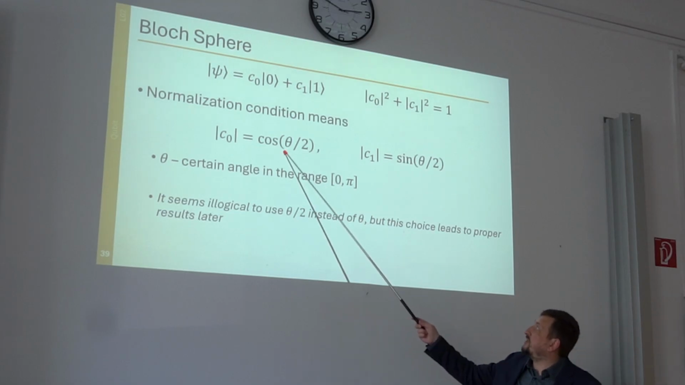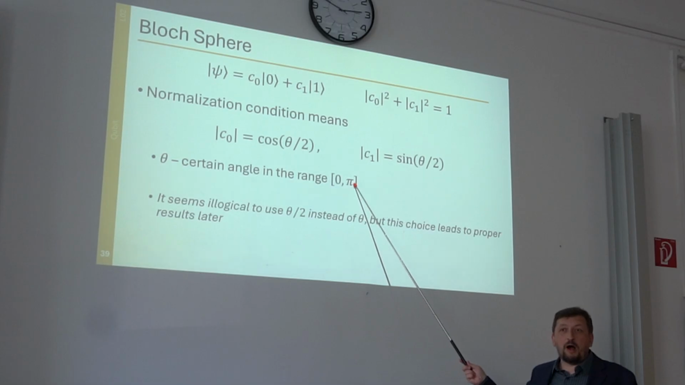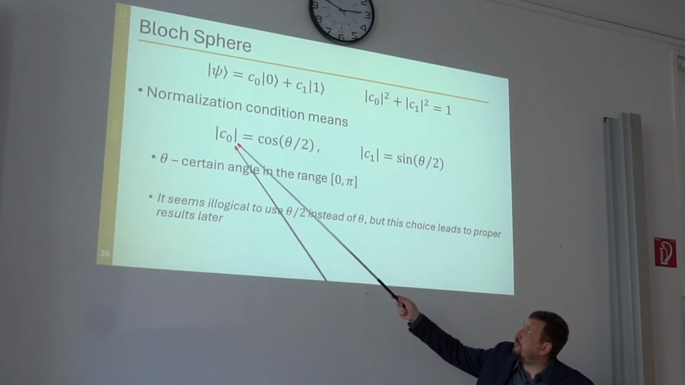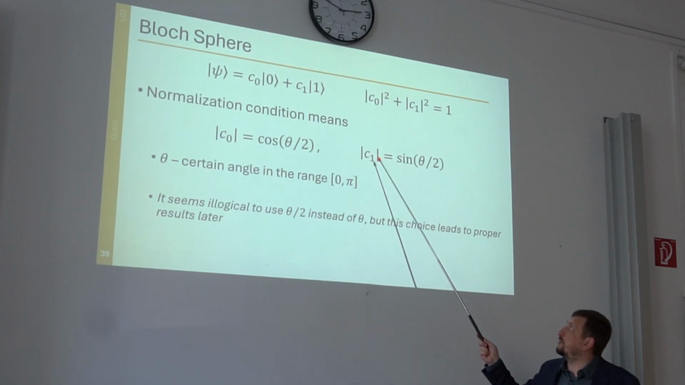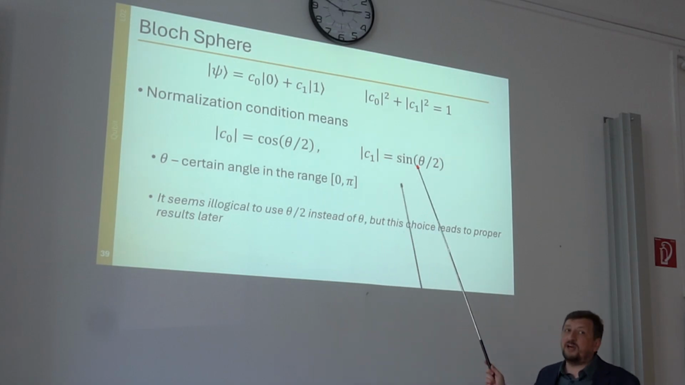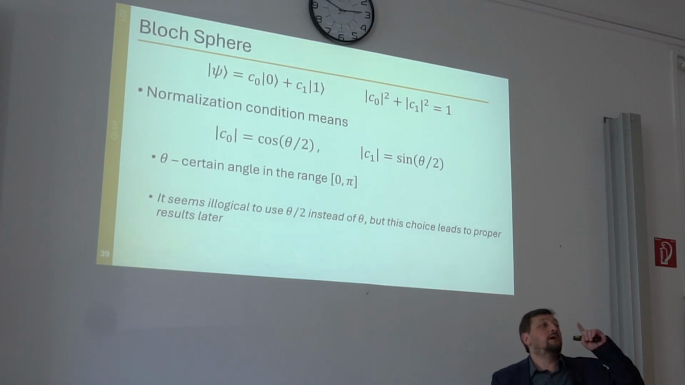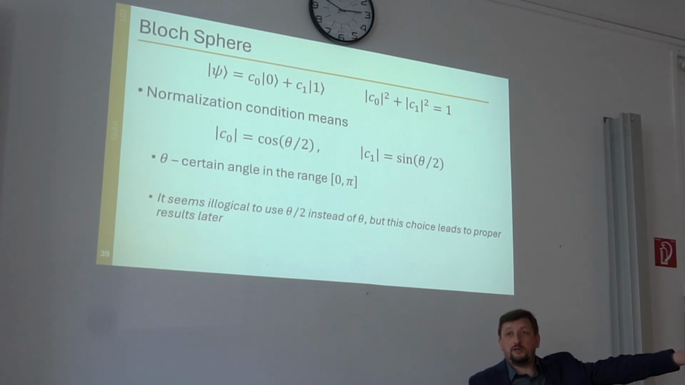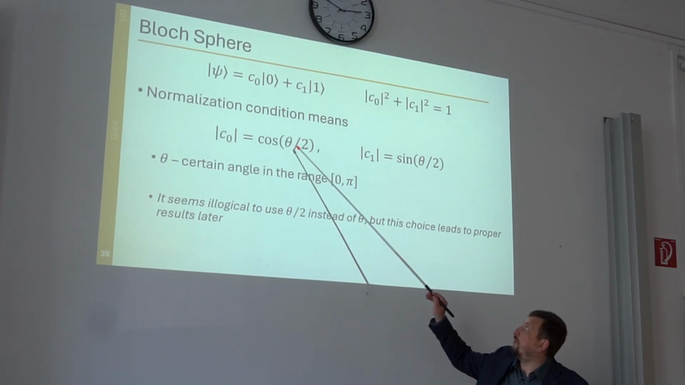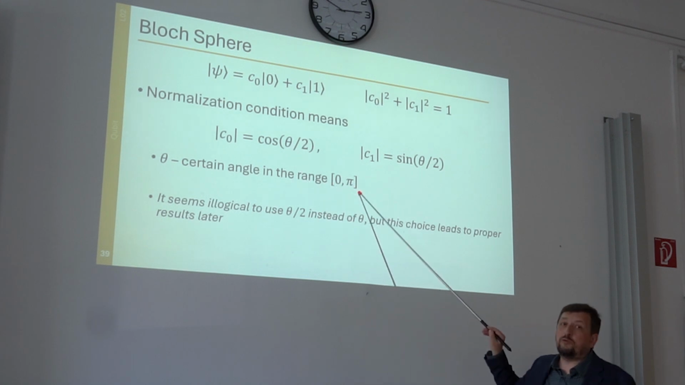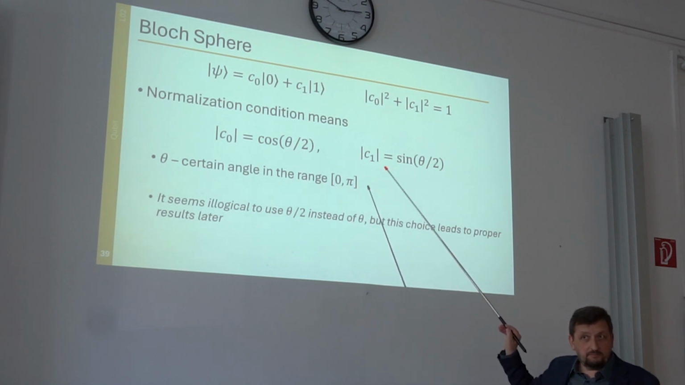So this theta changes from 0 to 180 degrees. Why? Because these are absolute values of the coefficients C0 and C1, so both cosine and sine must be positive. And cosine and sine are positive only when the angle itself is from 0 to 90 degrees. Here I have the angle divided by 2, so that means theta is from 0 to 180 degrees.